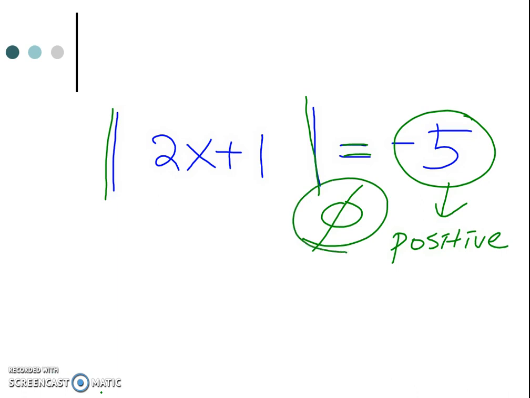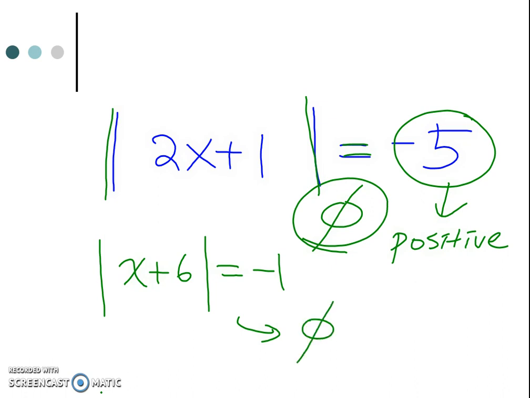So if you have a problem like this, the absolute value of x plus 6 equals negative 1, the answer for this is no solution, because the absolute value of something cannot be equal to a negative.